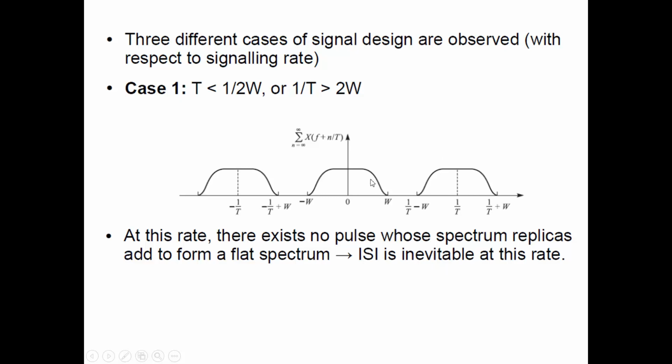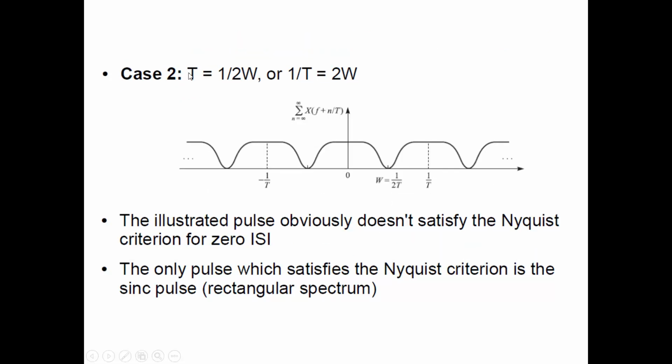ISI will be present in this case because the condition for the Nyquist criteria for zero ISI is that the spectra has to be a flat spectrum. All right. Now this is not a valid case if you want to keep the ISI low. Now the second case is when it is equal to 2W. In that case, the spectra will be fine, but still there will be ISI present because at the joining of the two spectra, the condition of zero ISI will not be maintained.